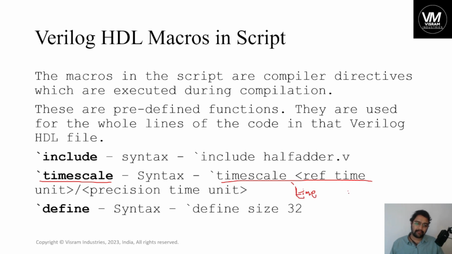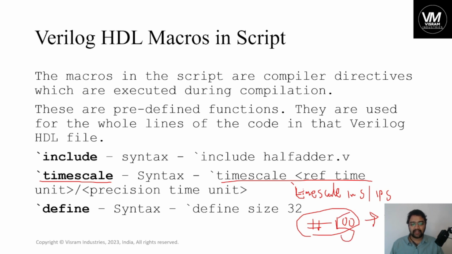Tick timescale, did you remember 1 nanosecond by 1 picosecond? This has to be mentioned because whenever we use hash 10 in the script, if we use hash 10 or hash 100 or hash 500, it shows that this is 500 nanoseconds or 10 nanoseconds or 100 nanoseconds. How is this understood by the machine or the processor or the HDL language script? That we have declared in the beginning of the code as tick timescale 1 nanosecond by 1 picosecond.